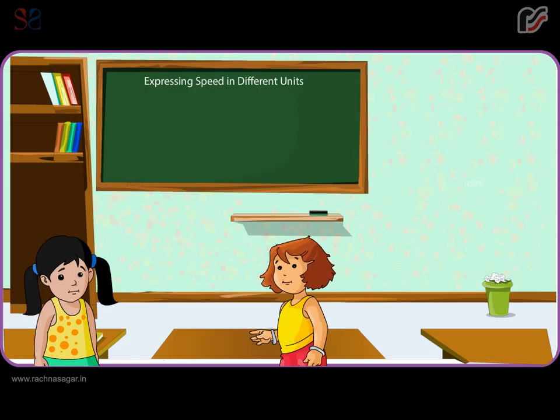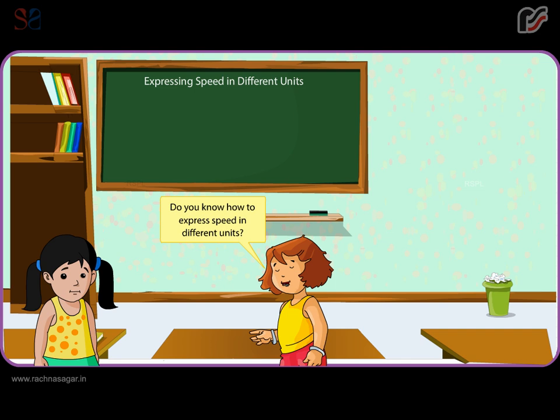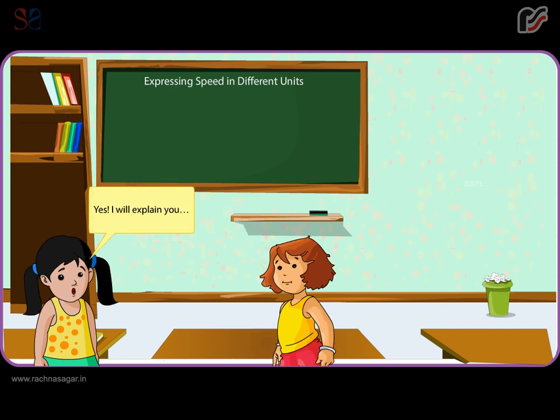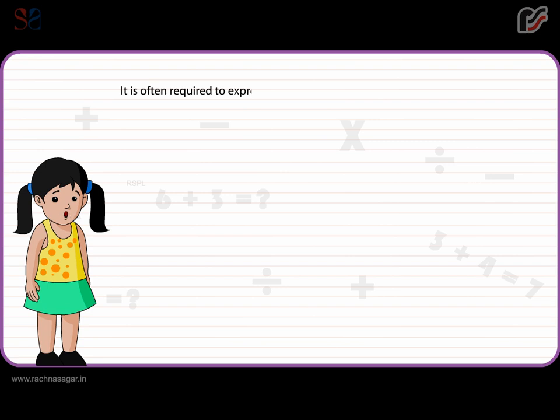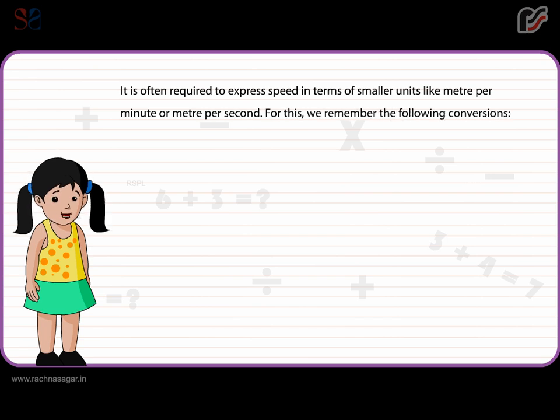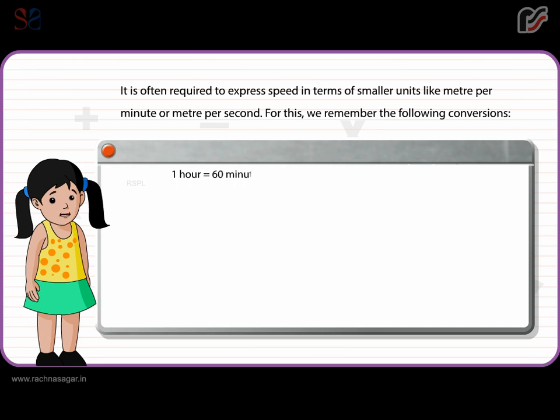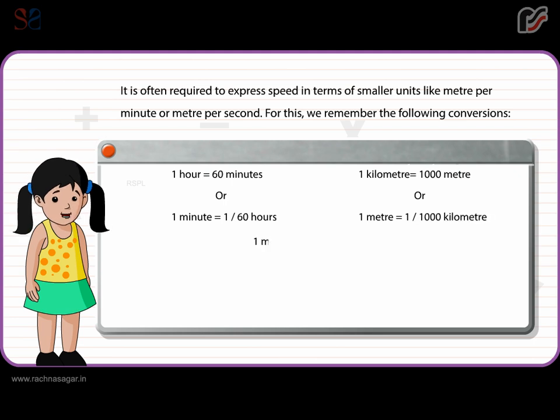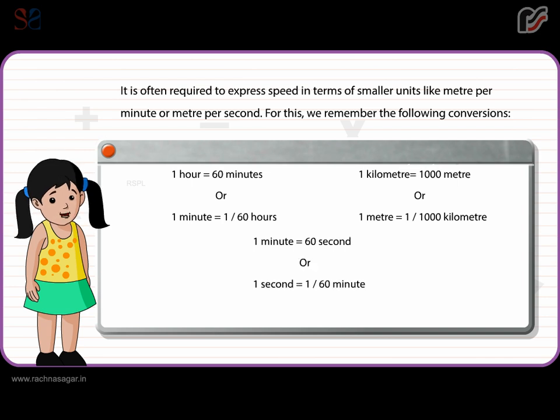Expressing speed in different units. Do you know how to express speed in different units? Yes, I will explain. It is often required to express speed in terms of smaller units like meter per minute or meter per second. For this, we remember the following conversions. 1 hour is equal to 60 minutes or 1 minute is equal to 1 by 60 hours. 1 kilometer is equal to 1000 meters or 1 meter is equal to 1 by 1000 kilometer. 1 minute is equal to 60 seconds or 1 second is equal to 1 by 60 minute.